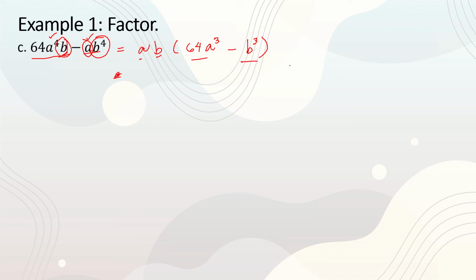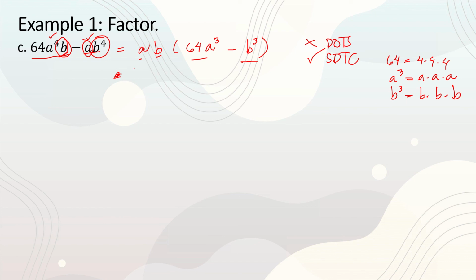Okay, if there are 2 terms, your option would just be DOTS or SDTC. Is it DOTS? No, because 64 is not a perfect square. How about SDTC? 64 is a perfect cube because 64 is 4 times 4 times 4. How about a cube? That's a times a times a. So yes. How about b cube? That's b times b times b. So you can factor it out using SDTC.